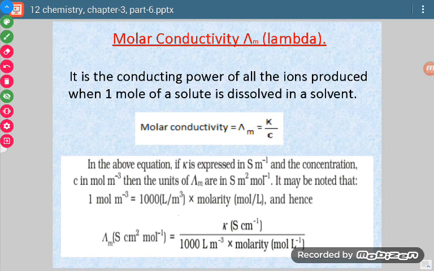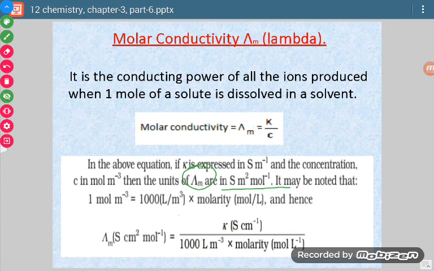Now see, from this expression lambda m is equal to kappa by c, what we can say in terms of units. If conductivity kappa is expressed in Siemens per meter and concentration C is expressed in mole per meter cube, then the units of molar conductivity lambda m will be Siemens meter square mole inverse.